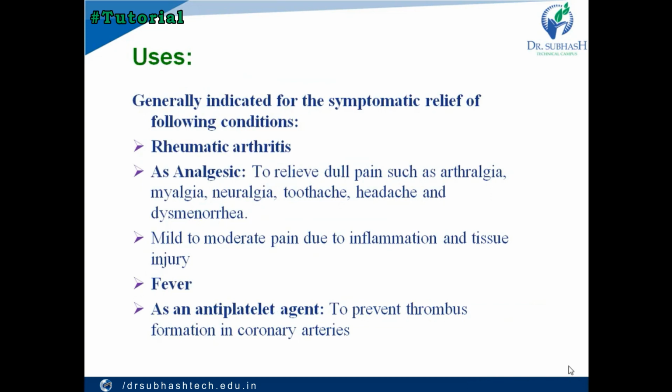Uses: because of their anti-inflammatory action, NSAIDs are used in rheumatoid arthritis. Then, because of their analgesic action, they are used to relieve moderate pain such as arthralgia, which means joint pain, then myalgia, which means muscle pain, then neuralgia, which means nerve pain, toothache, headache, and dysmenorrhea, which means menstrual cramps. Then mild to moderate pain due to inflammation and tissue injury, used in fever, and as an antiplatelet agent to prevent thrombus formation in coronary arteries.